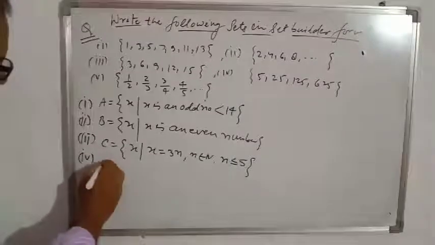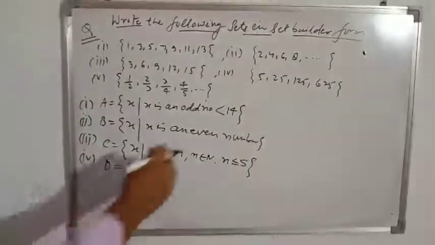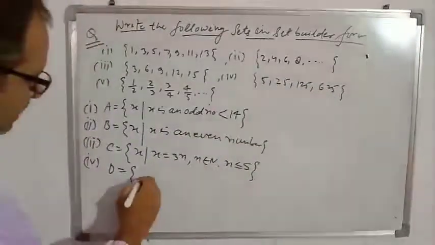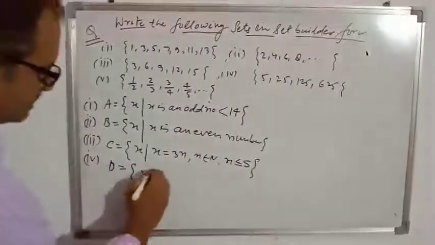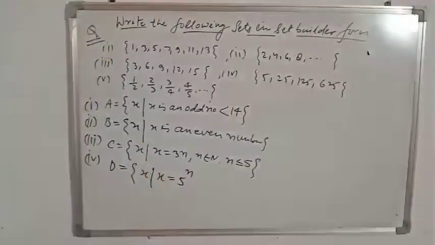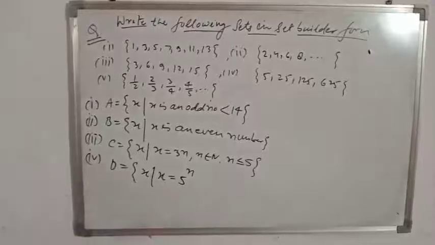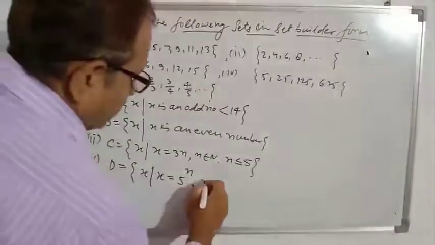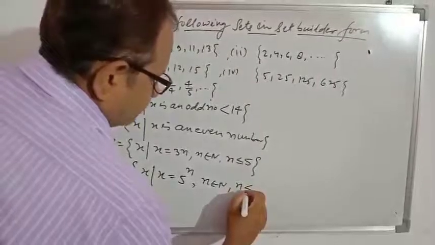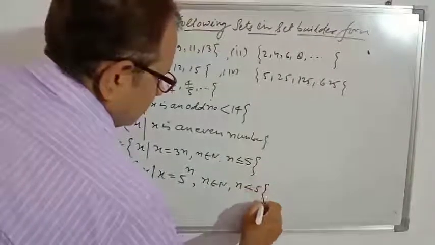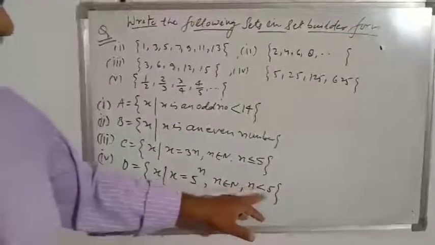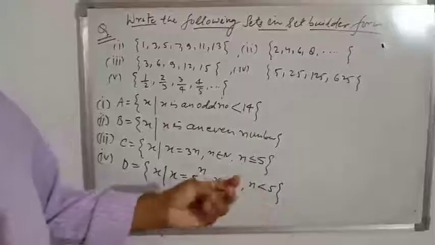Fourth one, suppose it is the set D. 5, 25, 125, 625. How can we write it? Again use the variable x such that x is equal to 5 to the power n. And what is this n? N is a natural number and the value of n we have to take less than 5. Less than 5 means 1, 2, 3, 4.